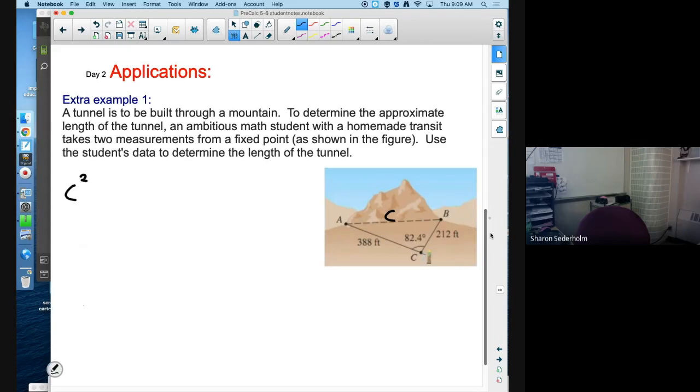So lowercase c squared will start with c and end with c. And in between, we'll have a's and b's. And we'll go ahead and solve this for c by taking the square root of both sides.